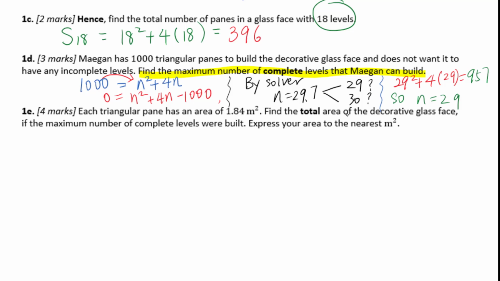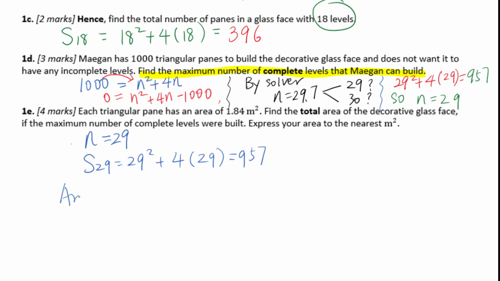For 1e, each triangular pane has an area of 1.84 meters squared. Find the total area of the decorative glass vase if a maximum number of complete levels were built. Express your area to the nearest meter squared. Since we already figured out the maximum number of complete levels is 29, S sub 29 equals 29 squared plus 4 times 29 equals 957.